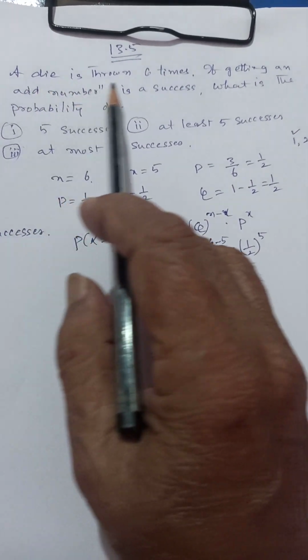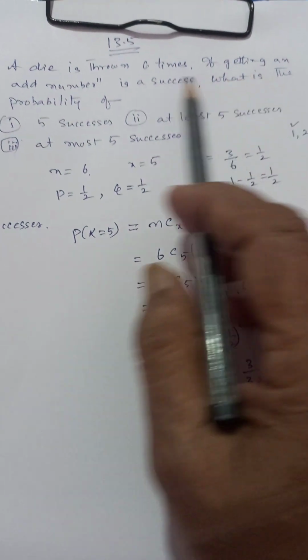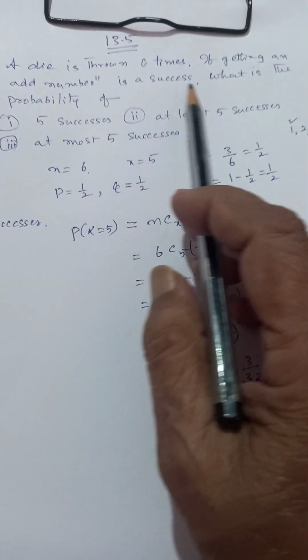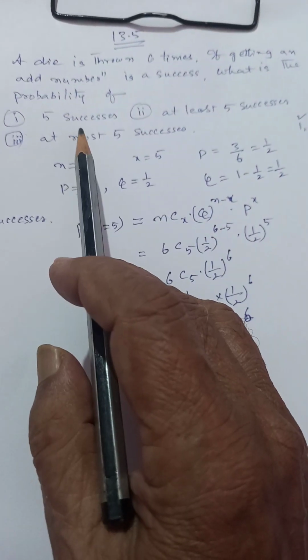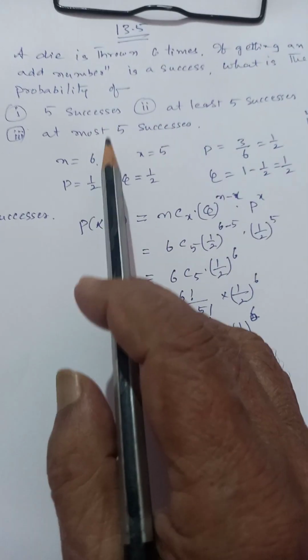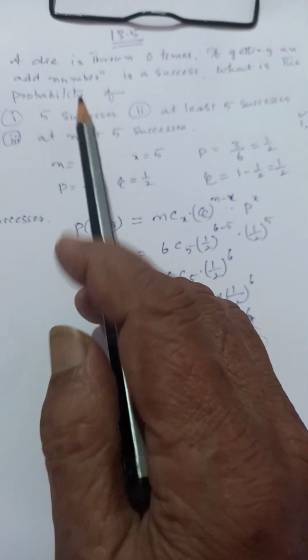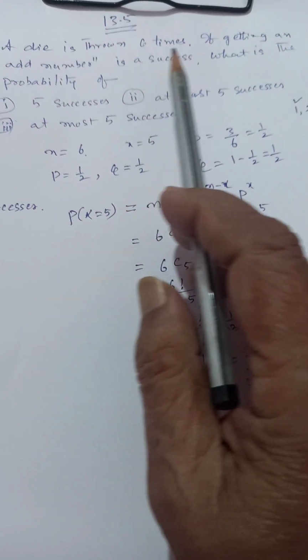A die is thrown 6 times. If getting an odd number is success, what is the probability of? There are 3 questions here on this problem. Now read this once again. A die is thrown 6 times. How many times? 6 times.